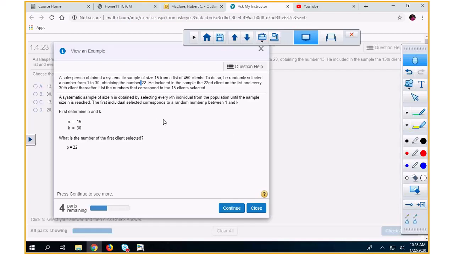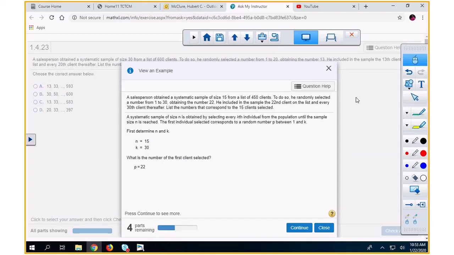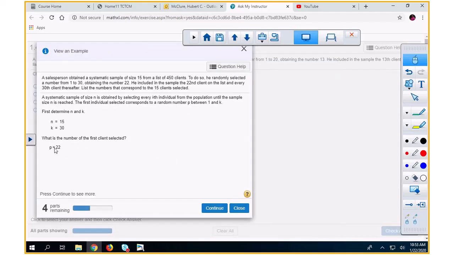Yes? I thought P was equal to the individual, like all the individuals. Yeah. Portion. Well, obtaining the number 22 or the 22nd client. Oh. Either one. Okay. So in this case, in this problem, it says the 13th client, so K would be 13 in this problem. And that's going to be your first digit. Okay, so 22 is going to be our first digit. Okay, so next. And there's your formula.